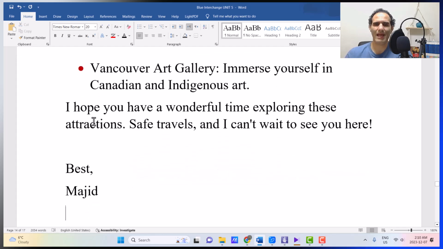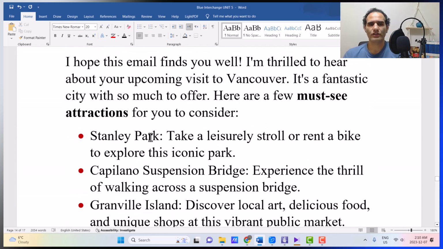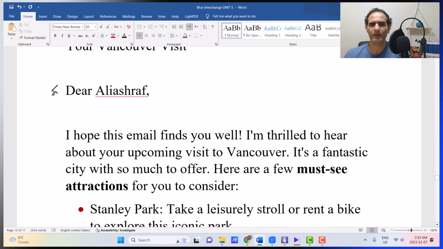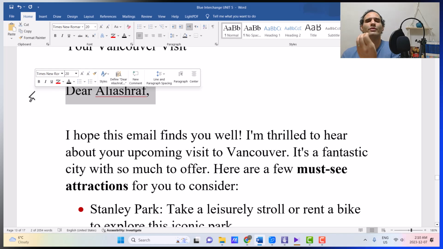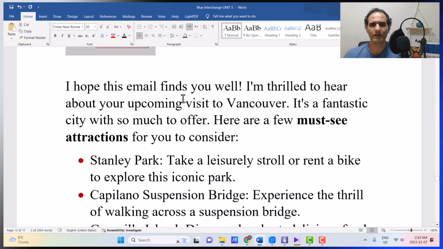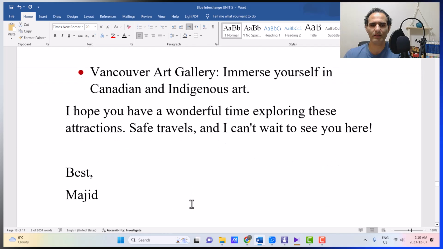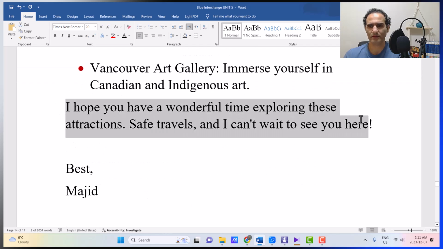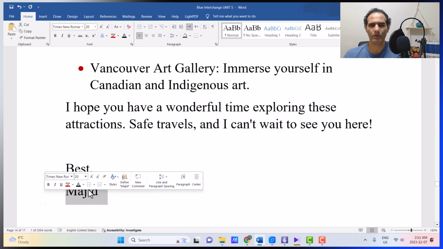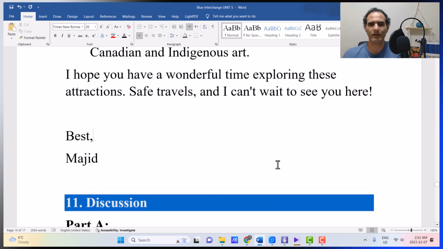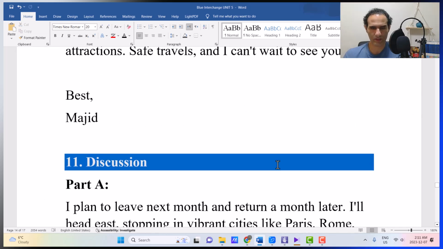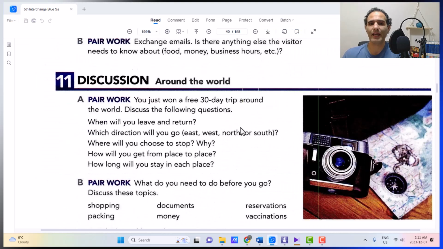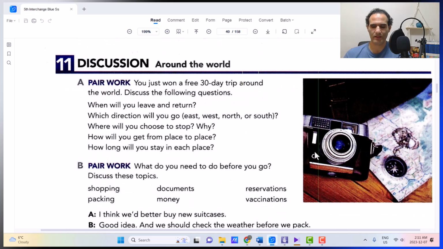Best, Majid. So, just for you to know, this was the subject of the writing, this was the person who receives the email or the letter, this is the body of the email, and here a final comment, and then the one who has written it, signing it. Okay, so this was how you can write an email or a letter, which could be really handy these days for lots of people.